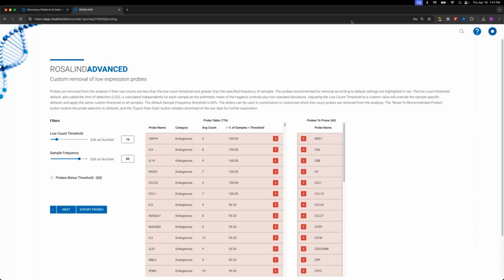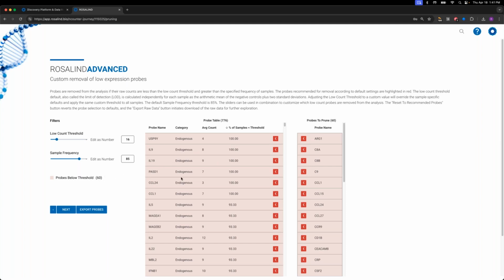Okay, so we're back to Rosalind. Now, everything we just learned is going to help us on this page. You'll see we have this low count threshold that we can change. We just did that in Excel. We have the sample frequency threshold that we can change, which we also just did in Excel. Based on these two thresholds working in combination, Rosalind tells us that there are 60 probes recommended to remove based on these thresholds.